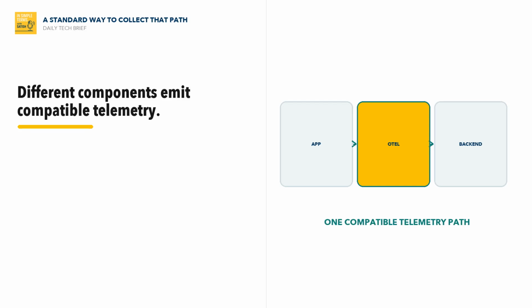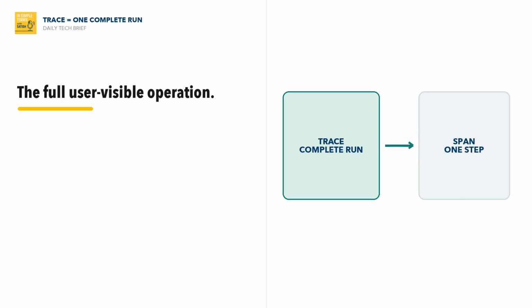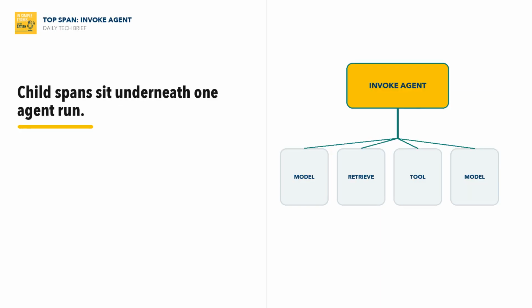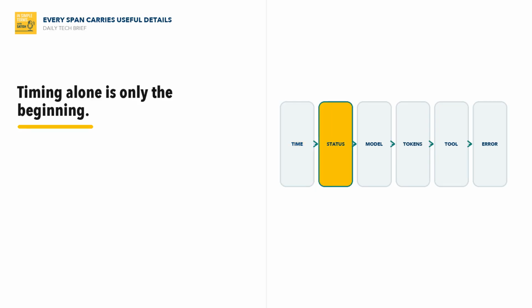OpenTelemetry is a standard way to collect that path. It gives systems a shared way to describe traces, spans, metrics, logs, and events. A trace represents one complete run. A span represents one step inside that run. For an AI agent, a useful trace might have a top-level span called invoke agent. Under that, you may see a model call span, then a retrieval span, then an execute tool span, then another model call span. Each span can carry useful details.